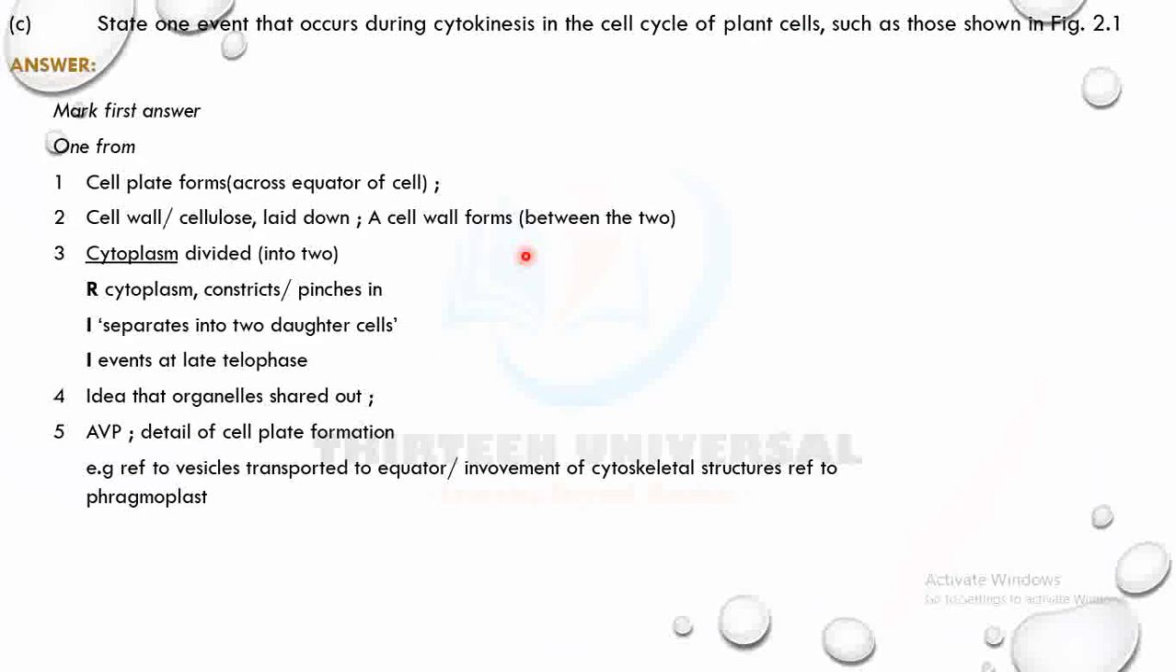Look at the entire gist, guys, no time. Cell plate forms across the equator of the cell. Cell wall forms or cellulose is laid down. This is in a plant cell, but if it's an animal cell, we use the words cleavage furrow, invagination of the cell membrane. But this is a plant cell. The cytoplasm divides into 2, and organelles are shared. Reject cytoplasm constriction by pinching, because this doesn't happen in plant cells, it happens in animal cells. It separates into 2 daughter cells.